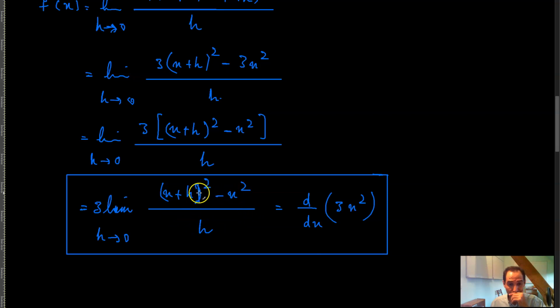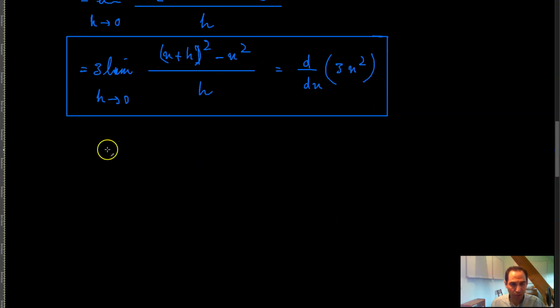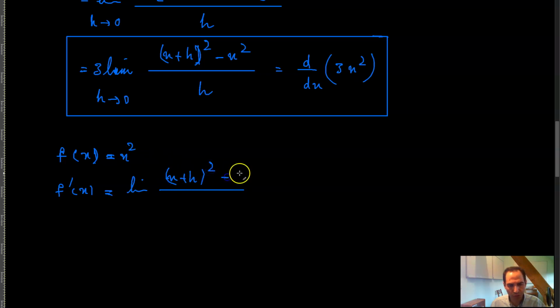So you can take that out, right? And now if you calculate the derivative of, for example, x squared alone, if your f of x is equal to x squared, then of course f prime of x would be equal to the limit of f of x plus h, which is equal to (x plus h) whole squared, minus f of x, which is equal to x squared, divided by h as h tends to 0. Right? So you can see that this is the limit of (x plus h) whole squared minus x squared divided by h as h tends to 0.